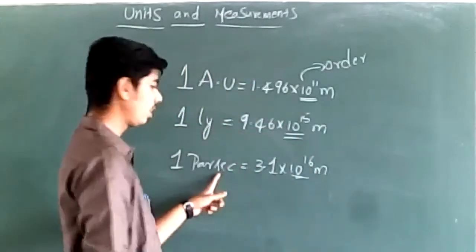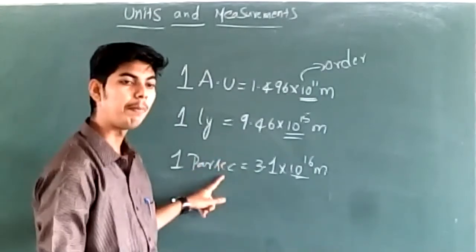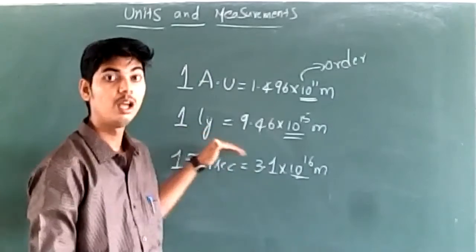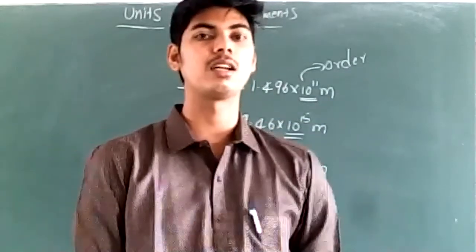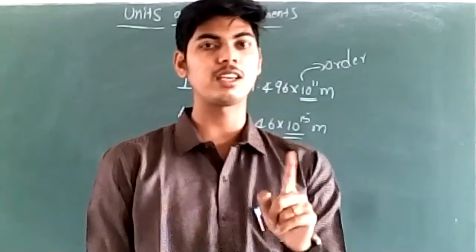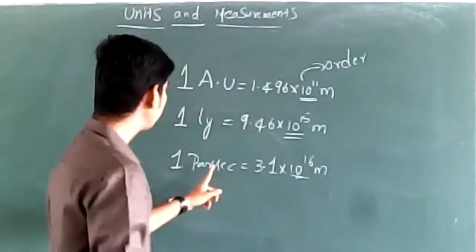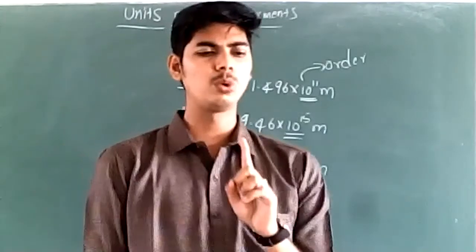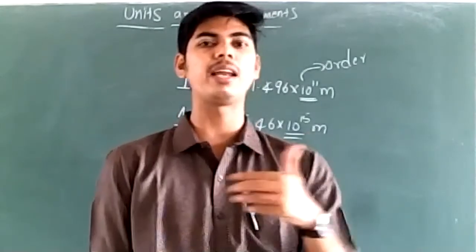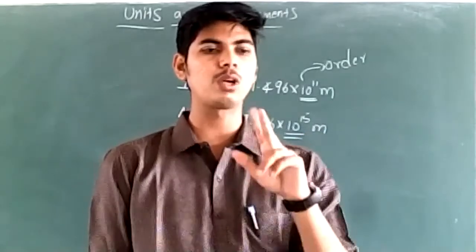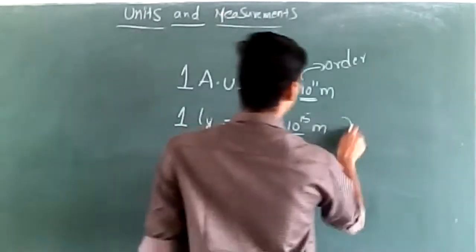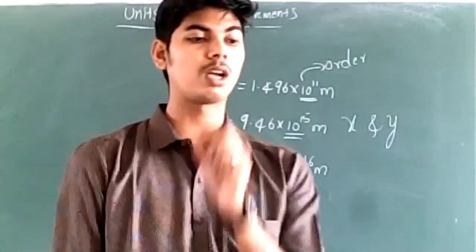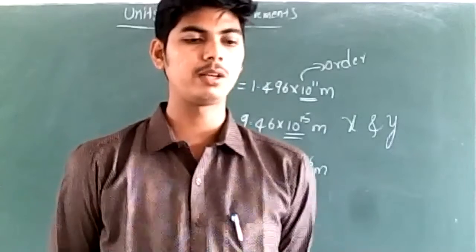You said parsec is the greater unit. If we compare parsec and light year, parsec is greater than light year. By how many times is it greater? How many times is parsec greater than light year? How many times is parsec greater than astronomical unit? That must be calculated. I have told you a way of comparing things. What is to be done if we have to compare two things? If I have to compare x and y, what is to be done? I have told you a mathematical way of comparing two quantities. How do you compare two quantities?